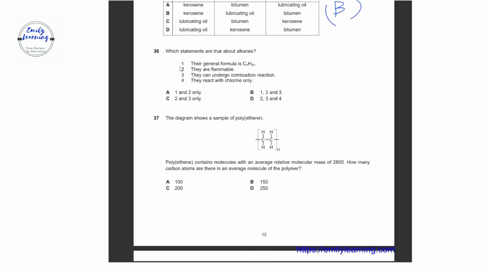Okay, moving on to question 36. Which statements are true about alkanes? So the general formula is CnH2n. No. For alkanes, the general formula is CnH2n plus 2. They are flammable. Yes, alkanes are flammable. That's why they are used as fuels.